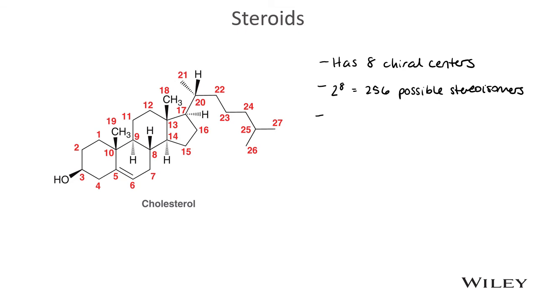But it's important to note that out of those 256 stereoisomers, only one of them is cholesterol and has the function of cholesterol, and that is the figure that we see here. So any of the other stereoisomers of cholesterol would have different functions or no function at all.